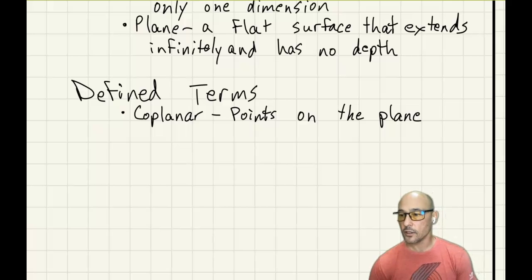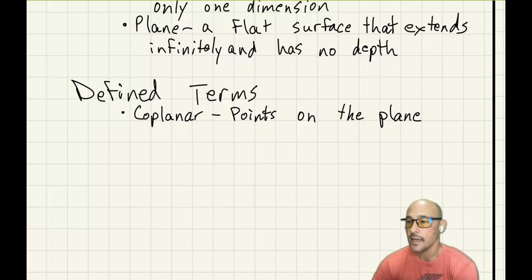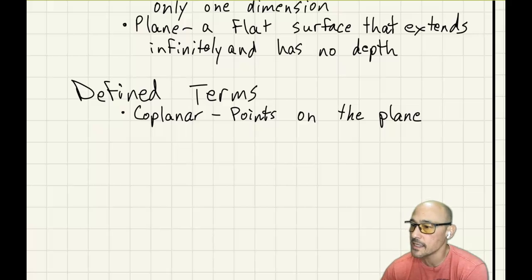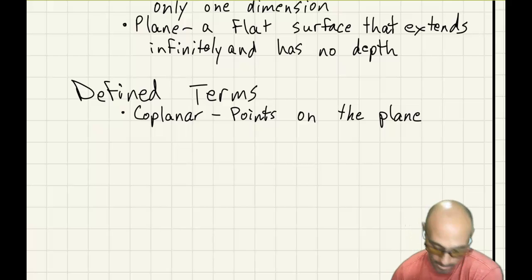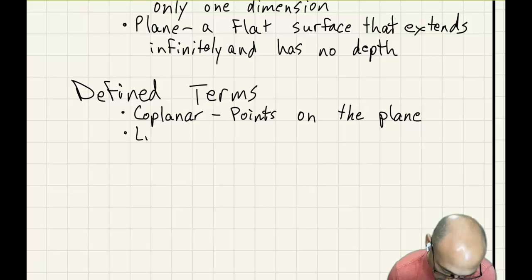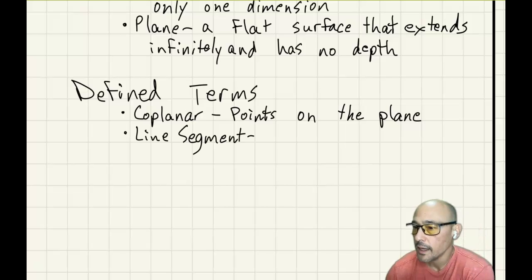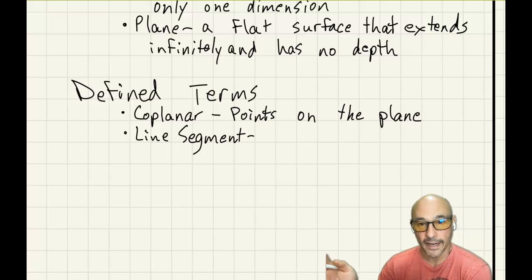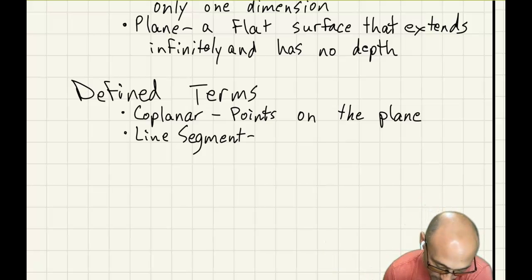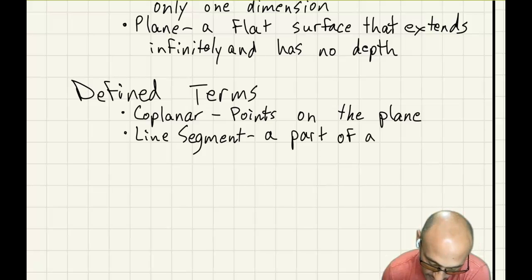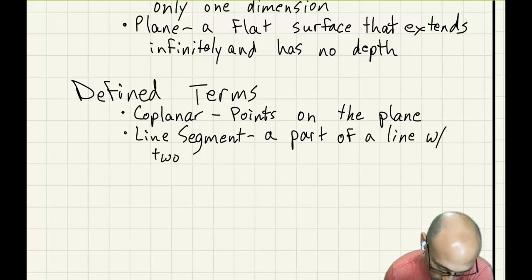The next term that we're going to look at is a line segment. A line segment is a part of a line, but it has two endpoints. A part of a line with two endpoints.